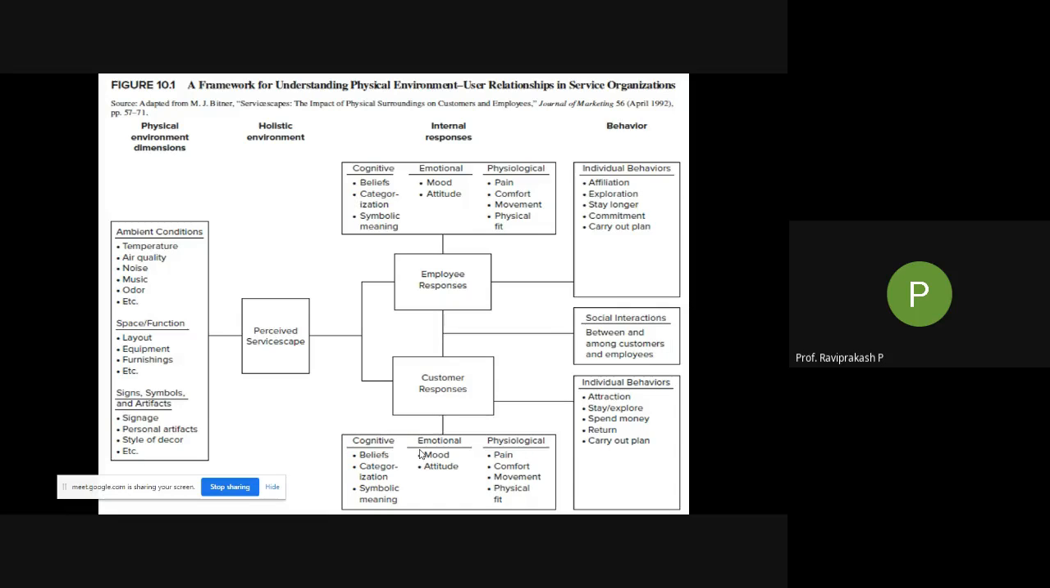Next comes spatial layout and function. How the layout is made, whether it is easy or not. At times you feel difficulty in getting some things done. Why? Because things are not put properly in place. So the layout is very important. If each and everything is scattered, you need to go and find each and every thing. It is very difficult. So that layout is not very good.